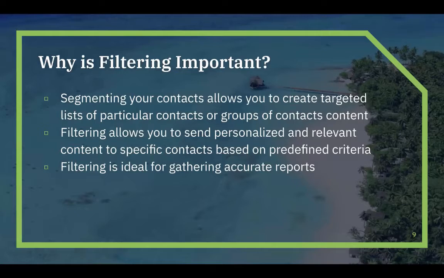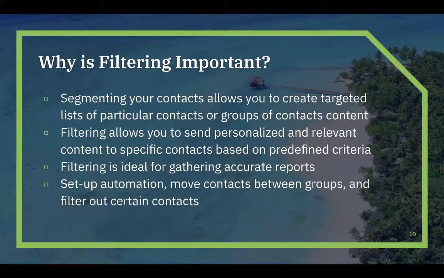And then filtering is also ideal for gathering accurate reports. If you're sending out your mass broadcast to an entire email list, you're not going to get accurate reports because it might show that you have a very low read rate or click rate. And that's not necessarily your content. It might just be that the content is not relevant for most of the audience that you're sending to. So if you segment the contacts and send them information, the reports are going to be more reflective of how the information is being perceived by your target audience.